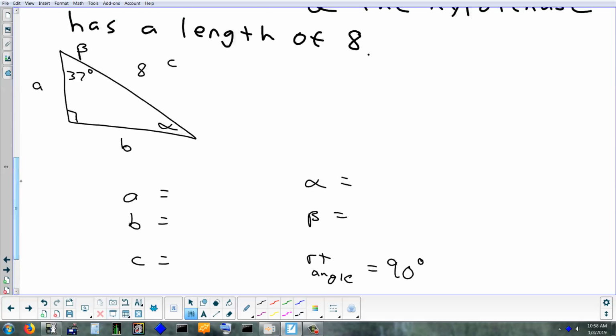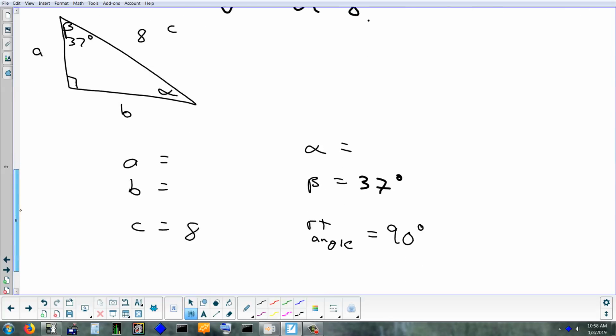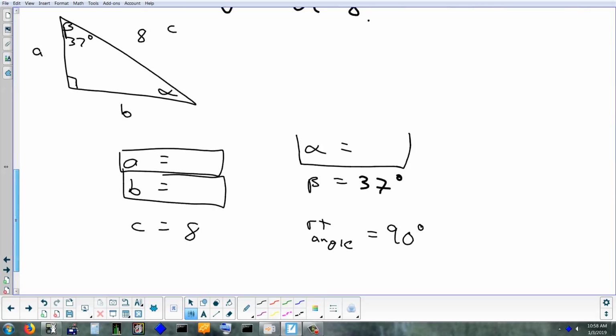All right, and let's see. So beta, just so I can be clear, I'll put it inside. So beta is 37. Let's see, what else do we know? C is 8. And I'm going to put boxes around the 3 things we don't know: A, B, and alpha. Okay. So those are the 3 things we have to find.